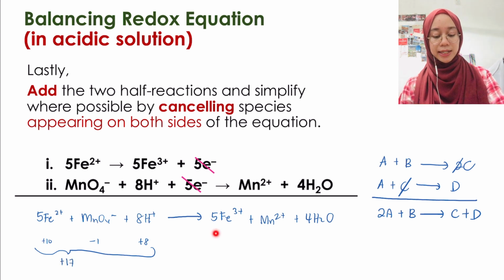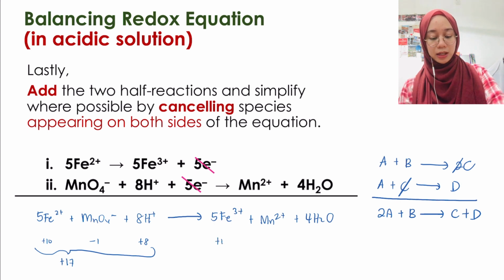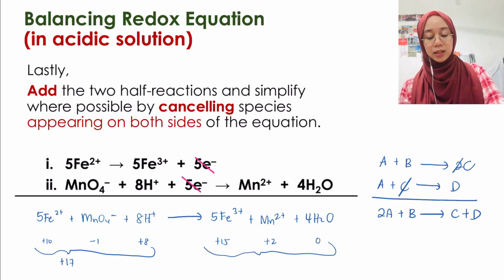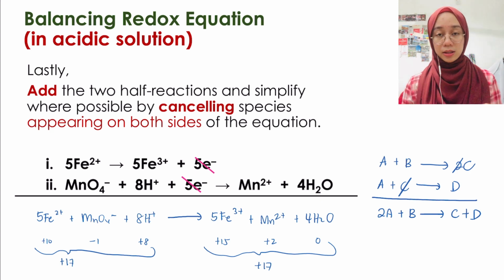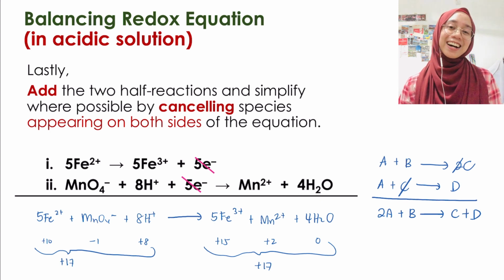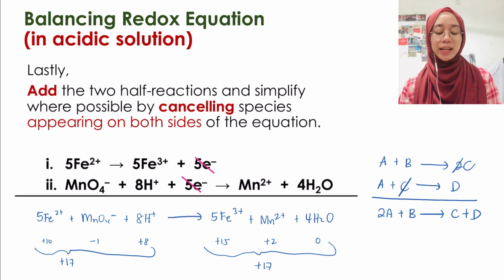Okay, so on the right side pula kita ada 5 times 3, 15, and then Mn2+, plus 2, water 0, so basically overall charge 17 juga. So both side positive 17, positive 17. Therefore balance lah kita punya equation. Kita boleh confirmkan equation kita dah balance.